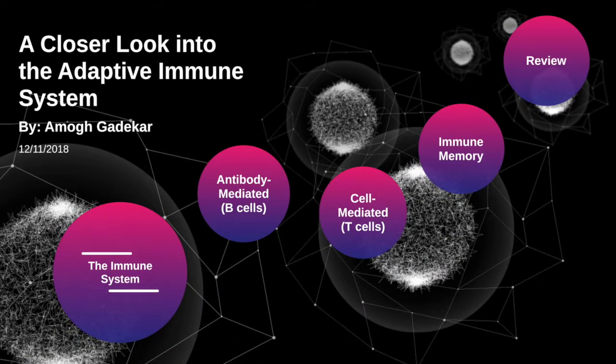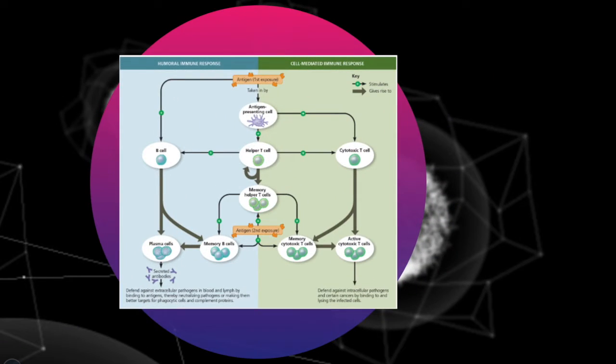Now, you should be able to understand what the adaptive immune system is and what it really consists of. And here's a diagram that really summarizes everything I've talked about. Using your knowledge, you should be able to interpret this diagram and really be familiar with the adaptive immune response.